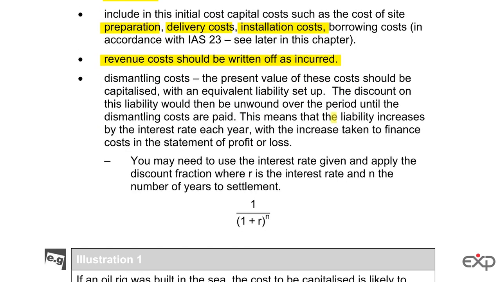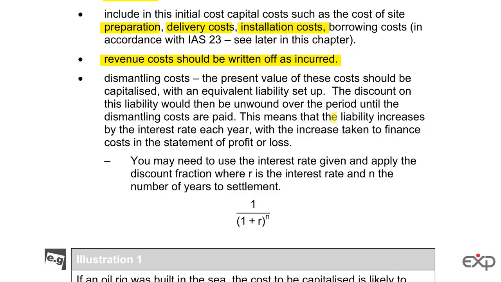dismantling costs. Now, sometimes you will build, let's say that you set up an oil rig. You build some machinery to be able to drill for oil. And you have to take that machinery down at the end of its useful life. But that machinery is not going to be taken down for several years. What we need to do here is to estimate what those dismantling costs are going to be. Using present value techniques, identify the present value of those costs and include the item in the statement of financial position initially at that cost.